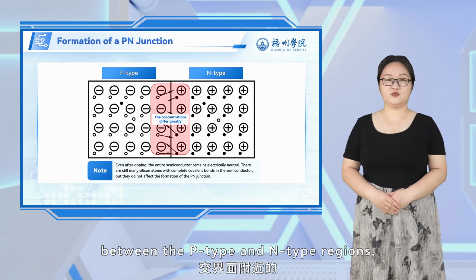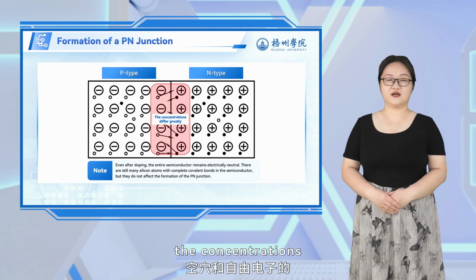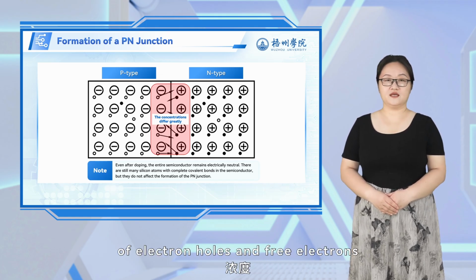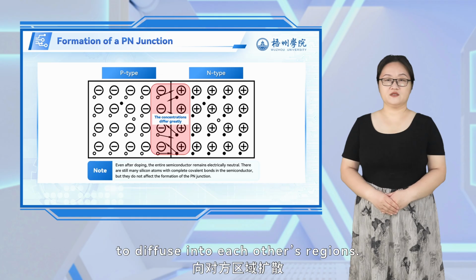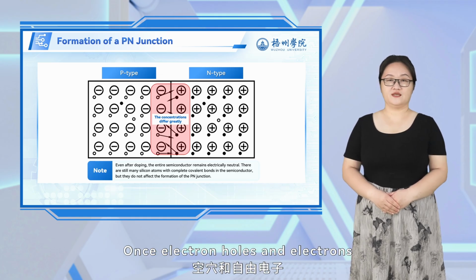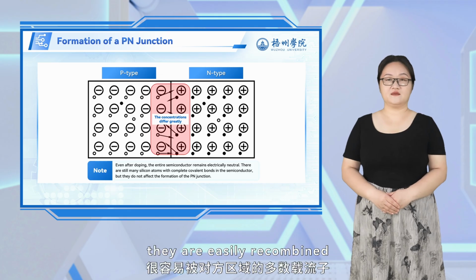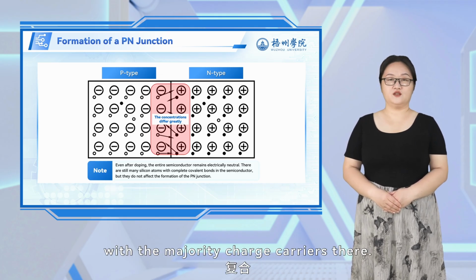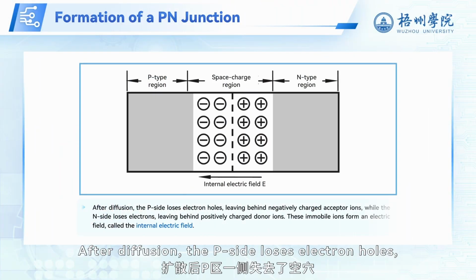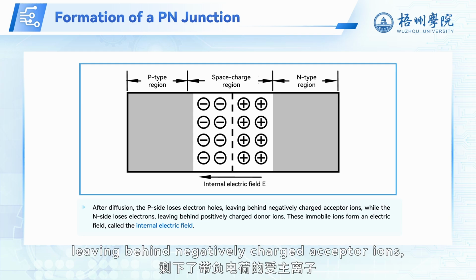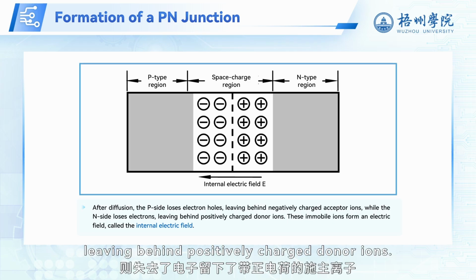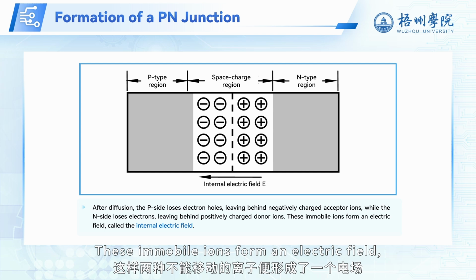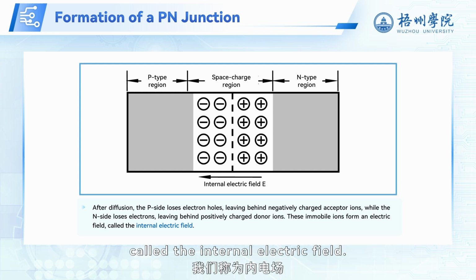Obviously, near the interface between the p-type and n-type regions, the concentrations of electron holes and free electrons differ greatly. This concentration difference causes them to diffuse into each other's regions. Once electron holes and electrons diffuse into the opposite region, they are easily recombined with the majority charge carriers there. After diffusion, the p-side loses electron holes, leaving behind negatively charged acceptor ions, while the n-side loses electrons, leaving behind positively charged donor ions. These immobile ions form an electric field called the internal electric field.